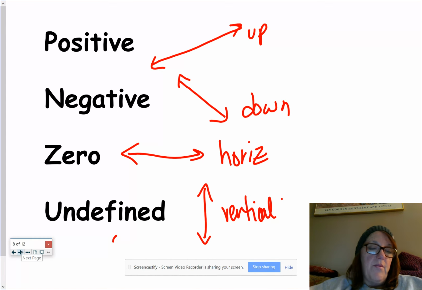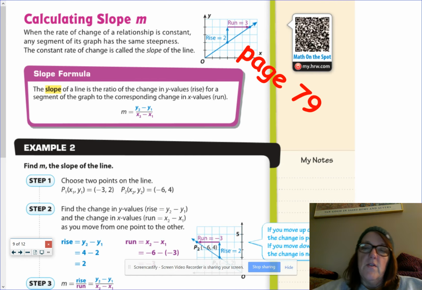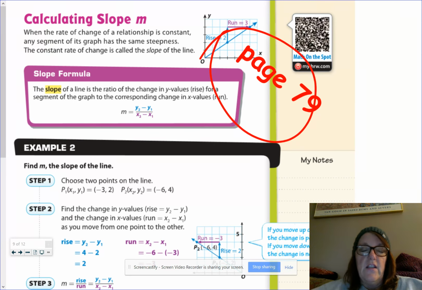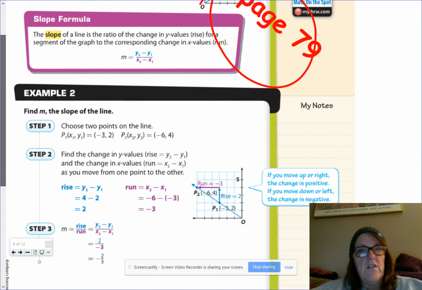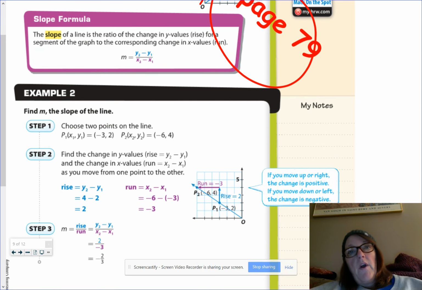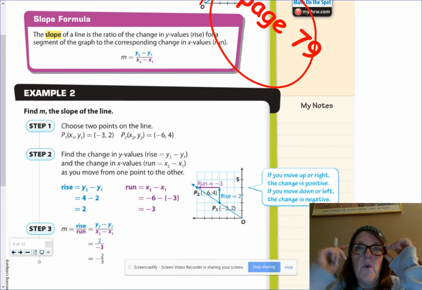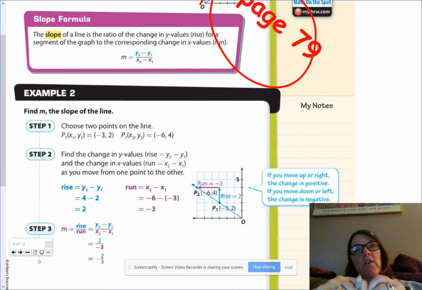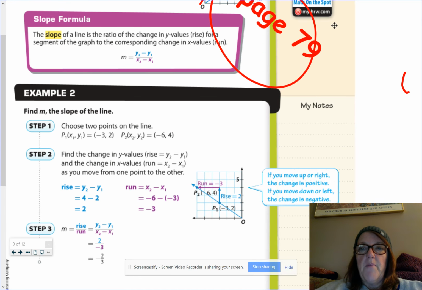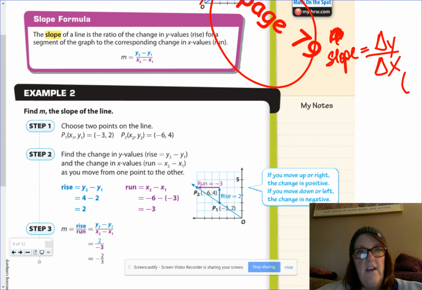All right, now putting it all together then, what I want you to do is turn to page 79 in your textbook, pause the video if you need to. Basically, we want to work our way into coming up with an algebraic way, like an equation or a formula you can use to calculate slope. So they put it right here, okay? Remember how we defined it? We said that slope is the change in the y values over the change in the x values, okay?